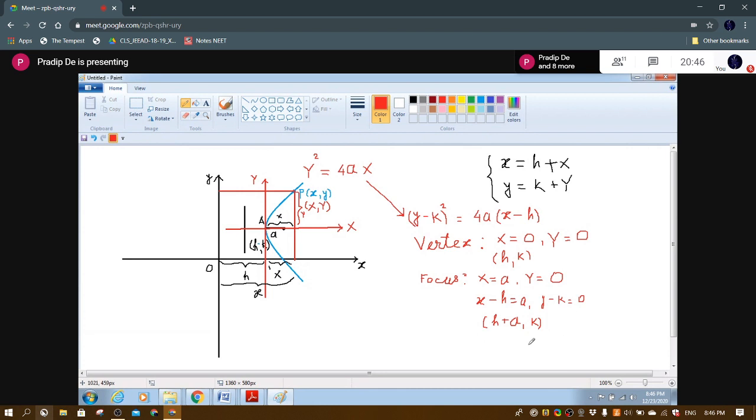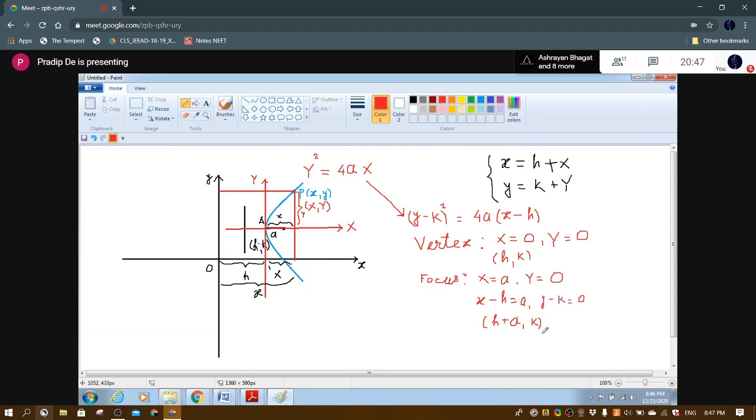A comma 0 has become h plus a comma k plus 0. Had the origin been here at a, the focus would have been a comma 0. But because the origin is elsewhere, because the vertex is at the point h comma k, we are adding h to the x coordinate and k to the y coordinate.